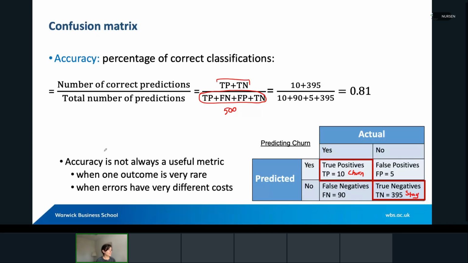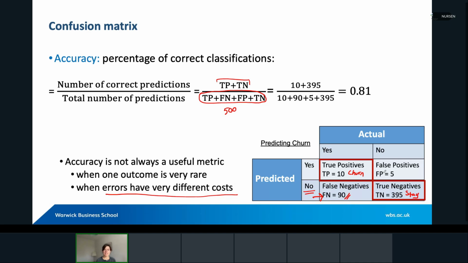And also if the errors have very different costs. So what do I mean here? The company doesn't want to miss those churn customers. So if you check this case, we predicted as stay, this is no prediction, and we missed these 90 customers. So this error is quite costly for the company compared to the false positive error we are making. This is the error where we identified as a churn. Our prediction is churn, but they were actually going to stay. So when we have different costs for the errors we are making, and if we have an imbalance problem, accuracy is not a good measure to compare models.